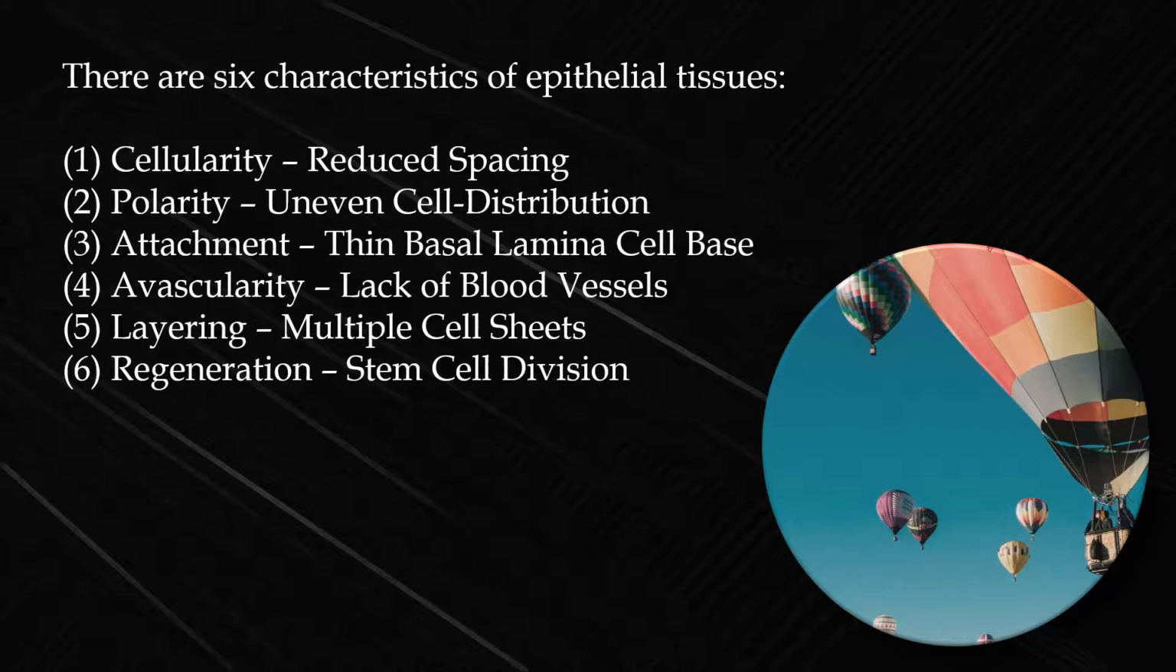1. Cellularity with reduced spacing. 2. Polarity, uneven cell distribution. 3. Attachment, thin basolamina cell base. 4. Avascularity, a lack of blood vessels. 5. Layering, multiple cell sheets. And 6. Regeneration, stem cell division.